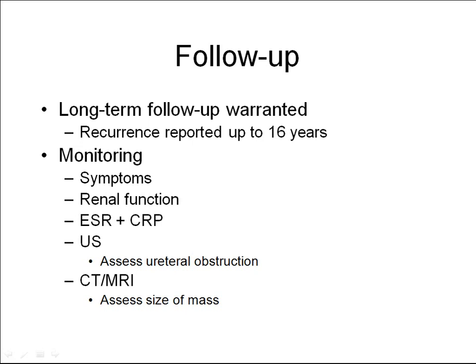Follow-up, although there aren't any clear guidelines on this, should be long-term, given that the disease can recur up to 16 years after its initial presentation. Patients should be monitored in terms of their symptoms, their renal function, and their acute phase reactants such as ESR and CRP, which are indications of the activity level of the disease and can suggest recurrence. Routine ultrasound can assess recurrence of ureteral obstruction, and CT or MRI can assess the size of the mass in response to therapy.